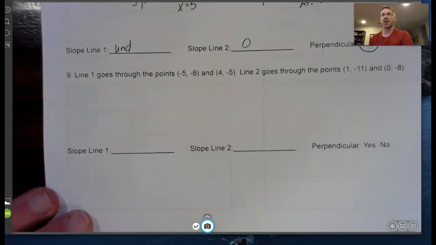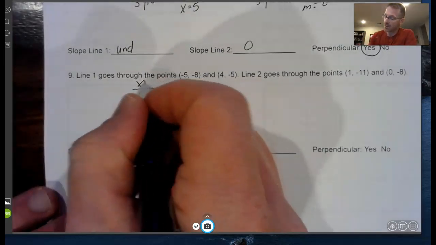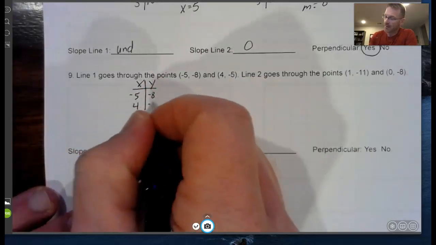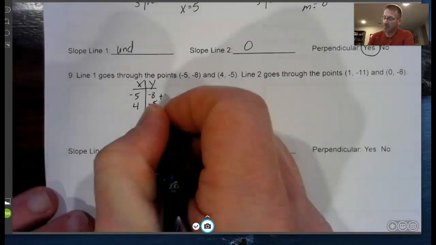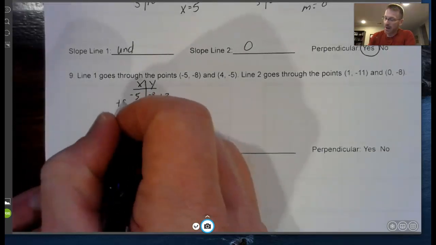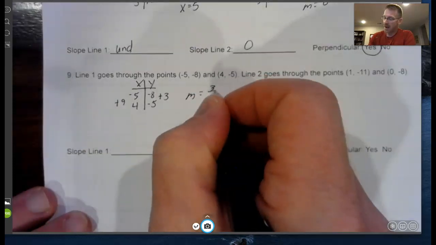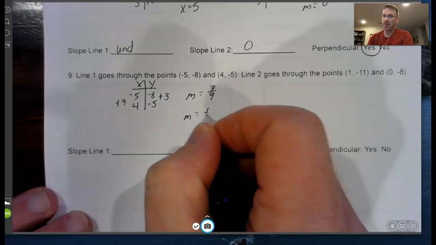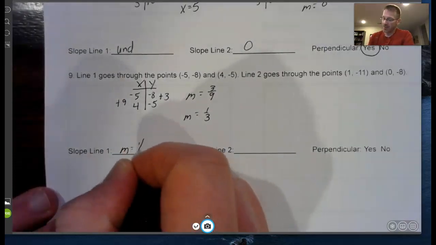Let's go ahead and jump in and find our slope of this first line. So let's make our XY table. I get negative 5, negative 8 for my first point, and 4, negative 5 for my second point. So negative 8 to negative 5 is an increase of 3 in the y direction. And then negative 5 to 4 is an increase of 9 in the x direction. So my slope would be 3 over 9. And then if I reduce that, it would give me 1/3. So that's the slope of our first line.